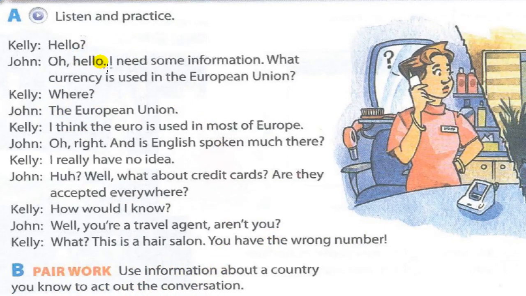Now B, use information about a country to act out the conversation. So you and your friend ask questions about a country. Example. Hello, oh hello, I need some information. What currency is used in Egypt? Where? Egypt. In Egypt, we use the Egyptian pound. All right. Is English spoken much there? No. In Egypt, we speak Arabic. What about credit cards? Are they accepted everywhere? Credit cards such as MasterCard and Visa cards are accepted in supermarkets, hypermarkets, and in banks everywhere in Egypt. Well, thanks for the information. You're welcome.